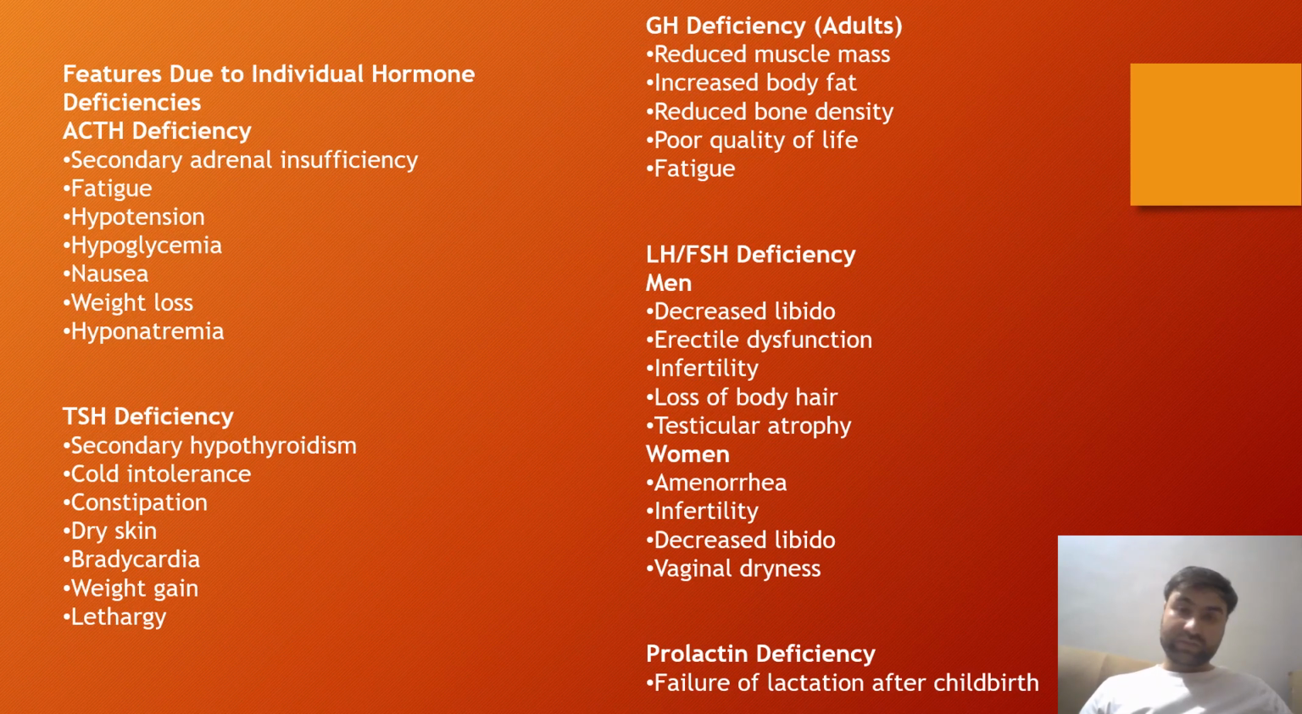Now what are the manifestations? It is according to the individual hormone deficiencies. Like if there is ACTH deficiency, this is secondary adrenal insufficiency, and the patient develops hypotension, hypoglycemia, weight loss, hyponatremia, and fatigue. So these patients have these symptoms due to adrenal insufficiency.